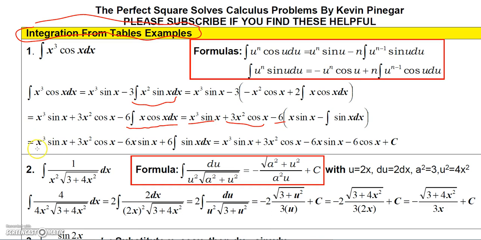I've got the x cubed sine x there, I've got the 3x squared cosine x there, and then I'm going to distribute the minus 6 through the x sine x, so that's going to give me minus 6x sine x, and then I have to distribute the minus 6 through here. Minus times a minus is plus, so I have plus 6 sine x, and then just copy these 3 terms over here. There's 1, 2, 3 terms, and then go ahead and integrate the sine integral, and you know sine integrates to minus cosine, so you'll just get minus 6 times cosine x here for the last term, and then you're going to have your constant there at the end. So there's your final answer. It's got 1, 2, 3, 4 terms and then a constant.